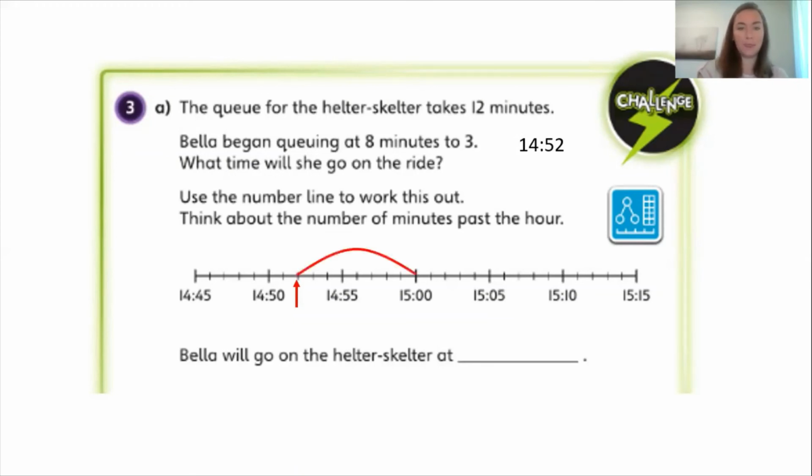So to take us up to 1500 or 3 p.m., we had to add on 8 minutes. That's not the full 12 minutes though. We need to count on a further 4 minutes because 8 and 4 is 12. So we were at 3 o'clock or 1500, add on 4 minutes, takes us to 1504 or 3:04 p.m.